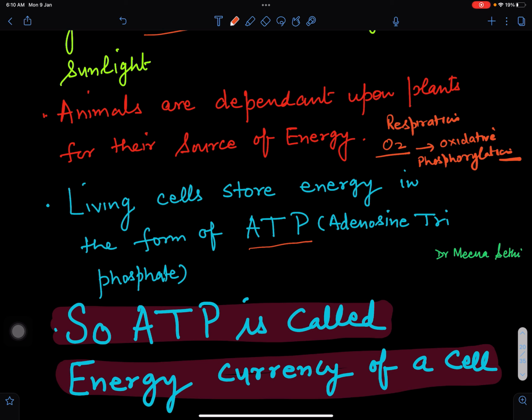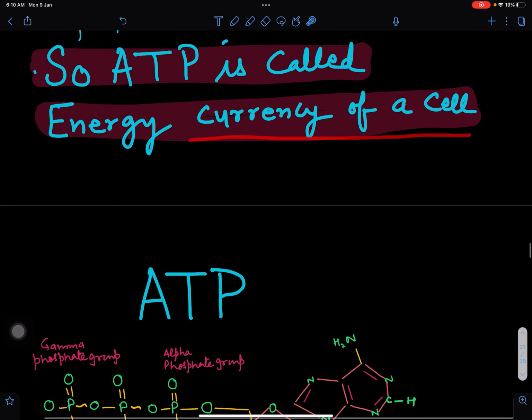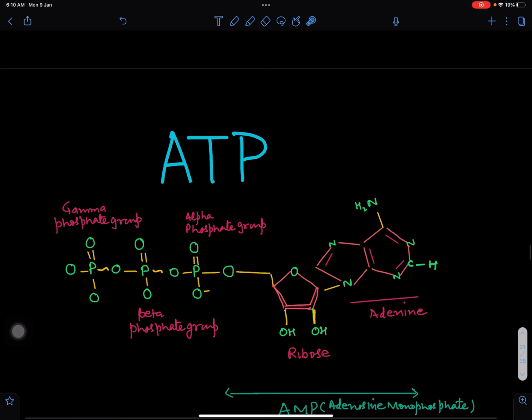So because this ATP is present in all living beings, it is called universal, because this is used as a source of energy. So it is called the energy currency of a cell. So ATP is called the energy currency of a cell. Now we'll discuss its structure.